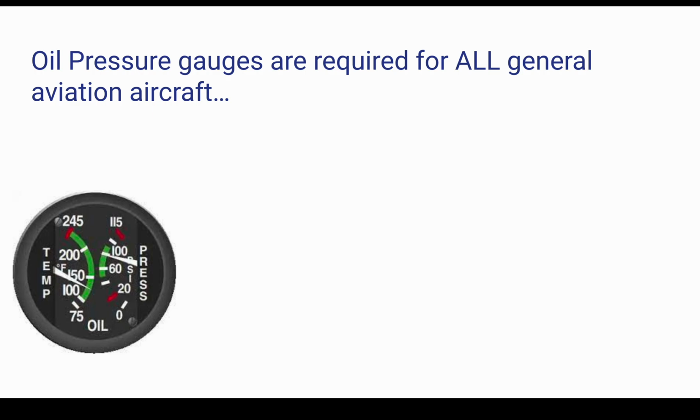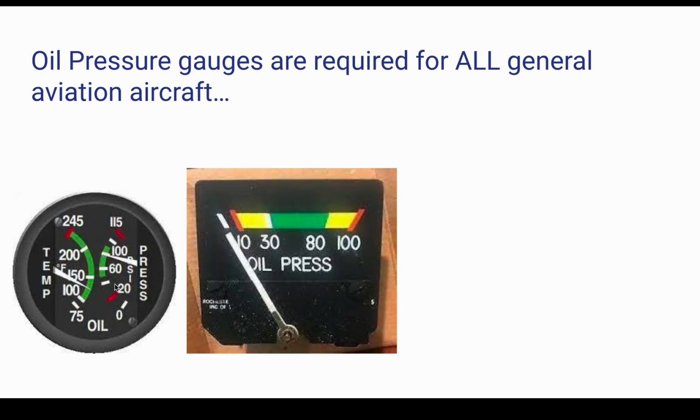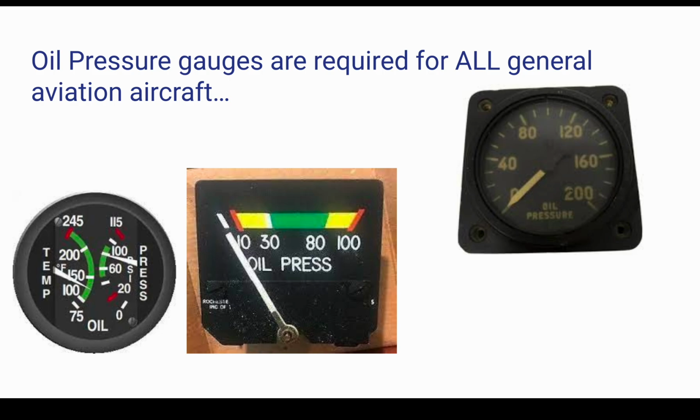And oil pressure gauges are required for all general aviation aircraft. It's one of the things that's required to be in every single airplane that has an engine. And so here's an oil pressure gauge on one side and an oil temperature gauge on the other side, and both are required for general aviation civil aircraft in the United States. There's another type of oil pressure gauge.